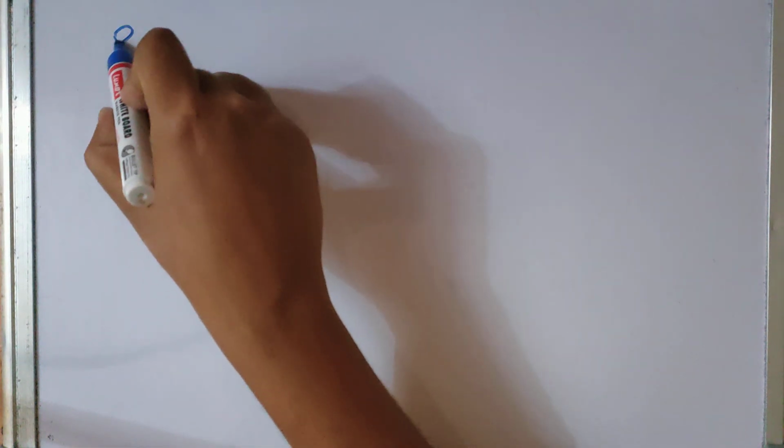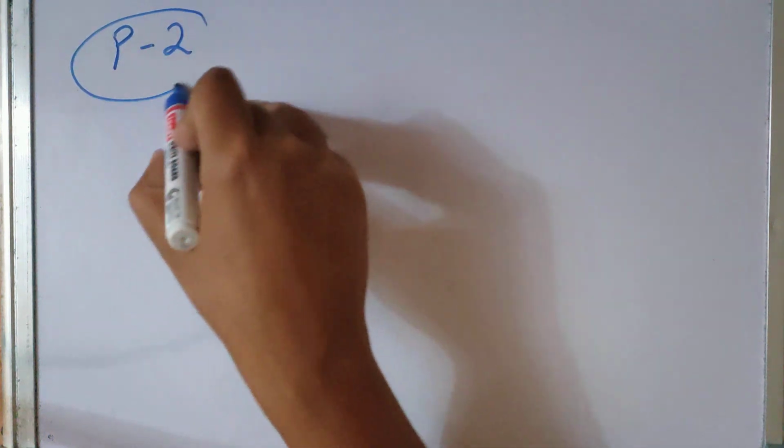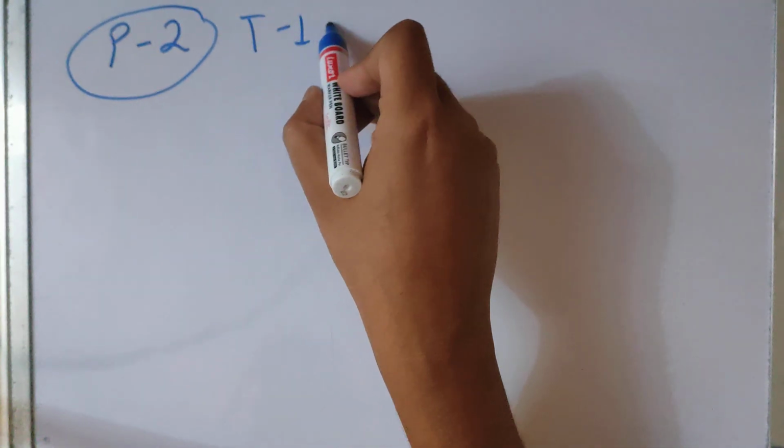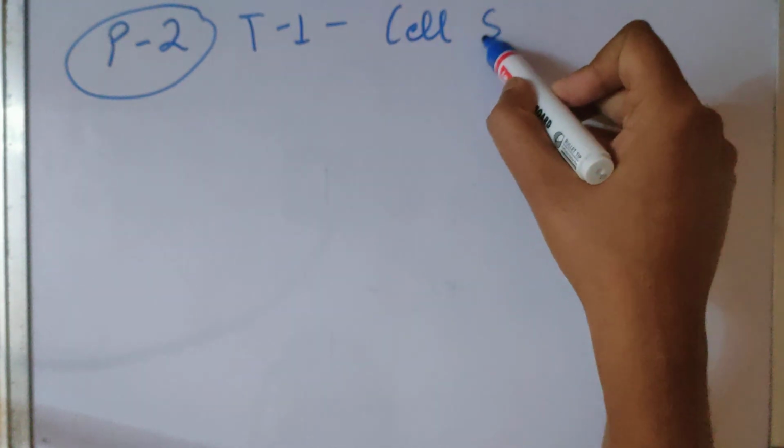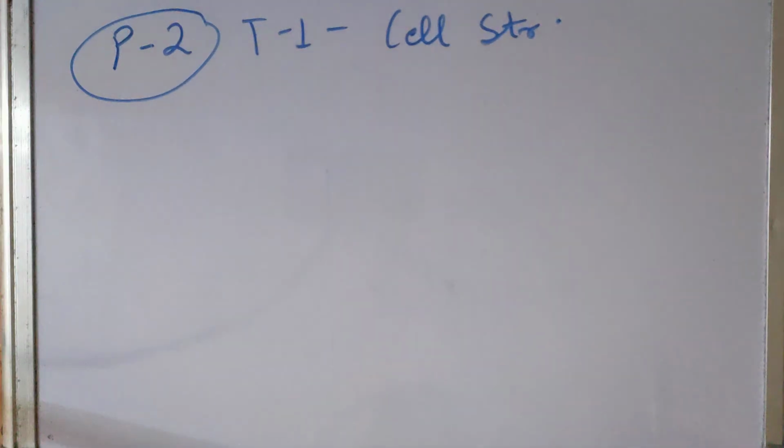So we have completed paper 1 of agriculture optional and today we are going to start paper 2. The topic 1 of paper 2 is cell structure. So what is the ultrastructure of cell? Cell की ultrastructure, cell देखने में कैसा होता है? We will discuss this right now.